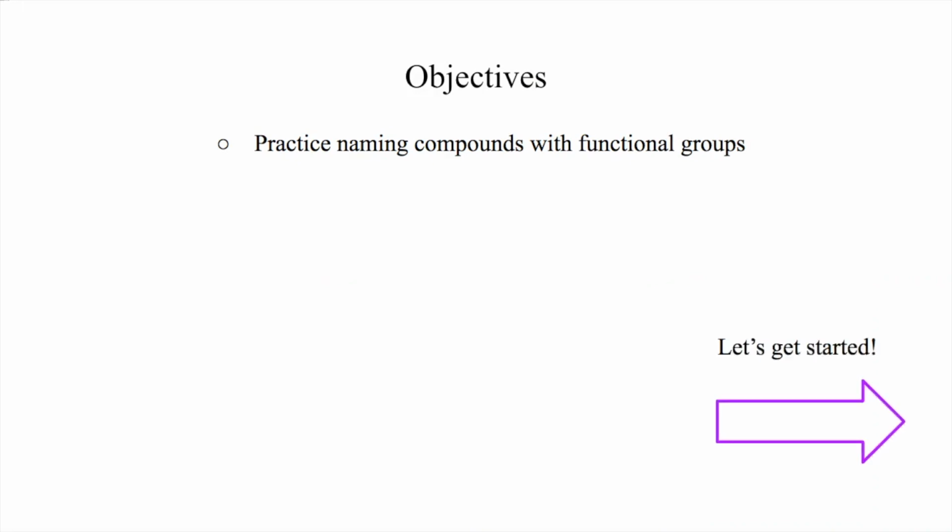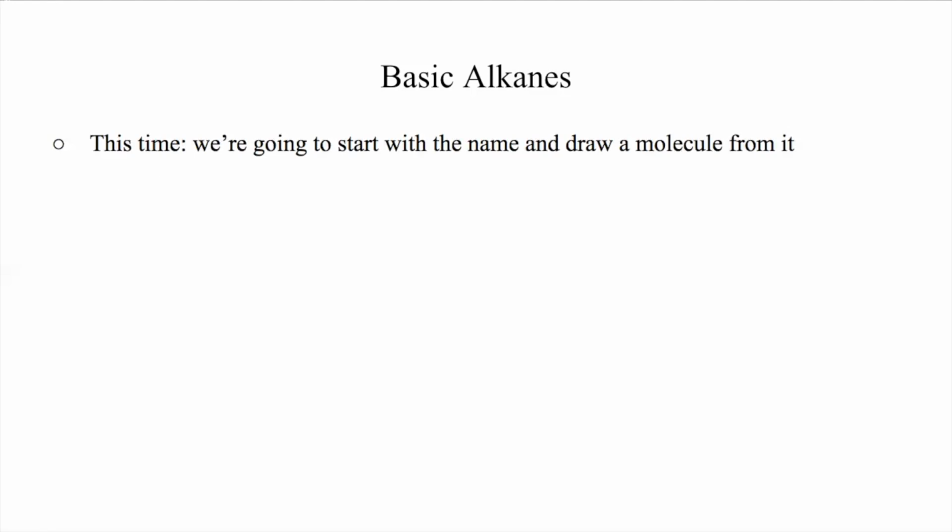In this episode, we'll practice naming compounds with functional groups, from double bonds to carbonyl groups. Let's get started. First, let's go over some problems with basic alkanes, just like we did in the last video, except this time, we're going to start with the name and see if we can draw a molecule from it. Let's start off simple, butane.